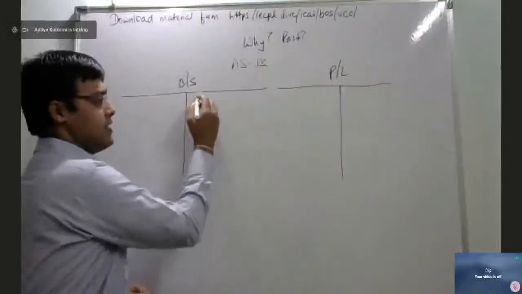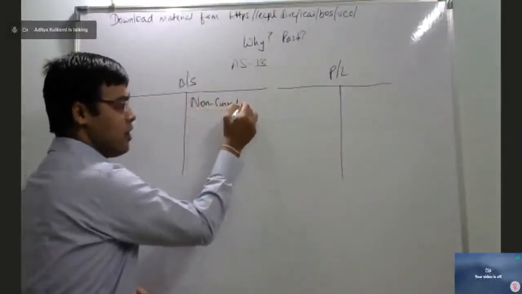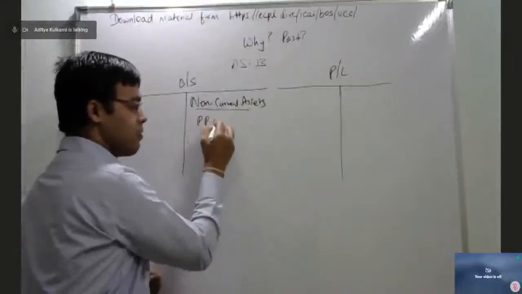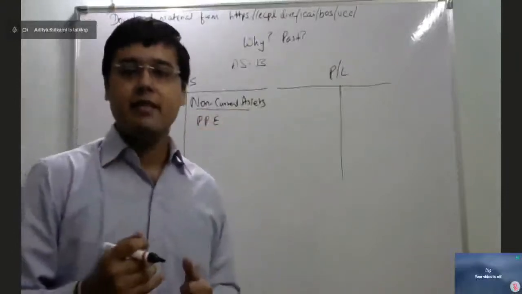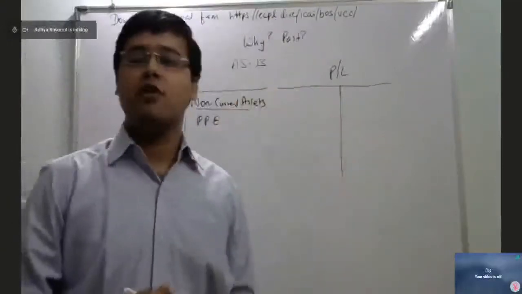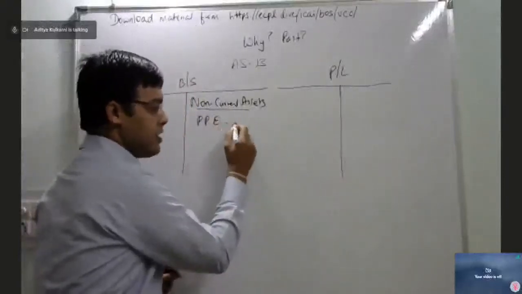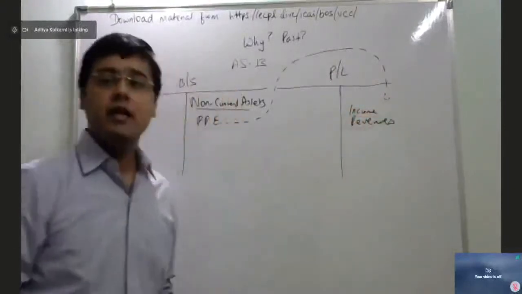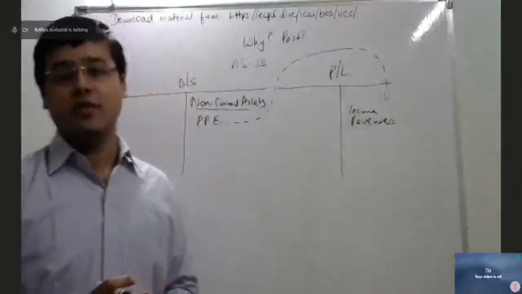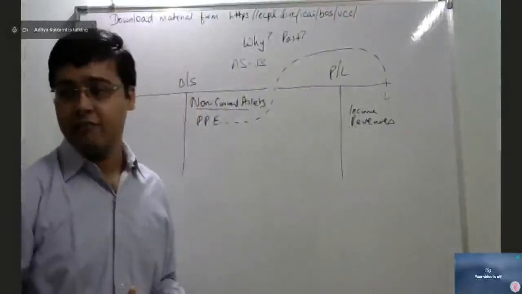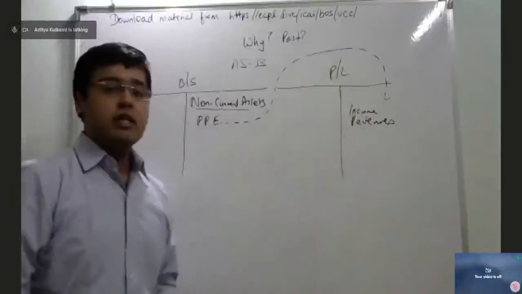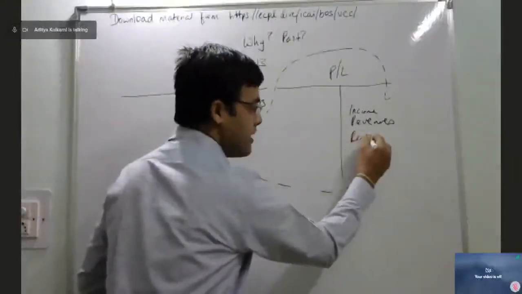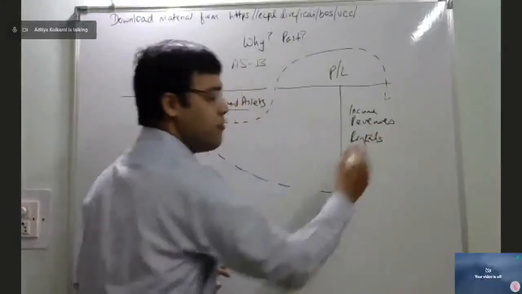Under your balance sheet, normally the first item is non-current assets. In non-current assets, you would have property, plant and equipment. Every item in the balance sheet has some nexus with my profit and loss account. So this PPE will be generating income in the form of revenues. Revenues from contracts with customers are covered under Ind AS 115. Investment property would be generating income in the form of rentals.